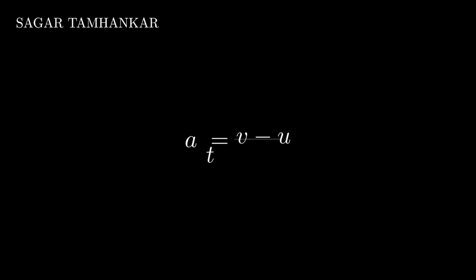Multiply both sides by time. Add initial velocity to both sides. Rearranging gives the first equation of motion. Final velocity equals initial velocity plus acceleration into time.